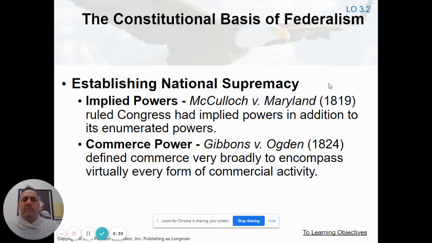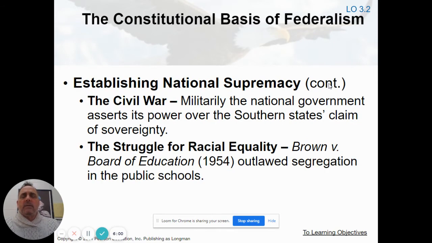Commerce powers come from the Supreme Court case of Gibbons versus Ogden. This is not one of the Supreme Court cases you need to know. It said that the government, especially Congress, has very broad, very encompassing commerce powers, and can regulate a number of different activities because they're in charge of all things commerce. Sometimes they overstep a little bit, but the U.S. Congress gets a lot of powers with that commerce power.